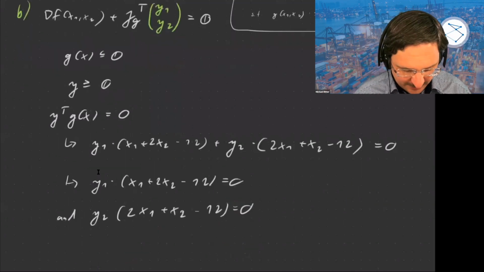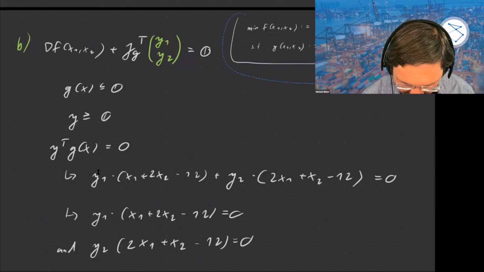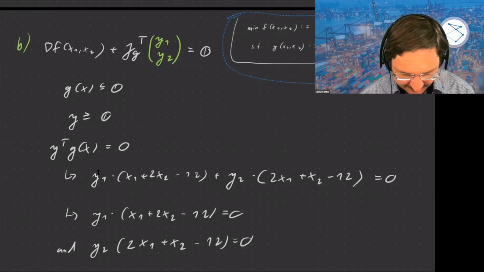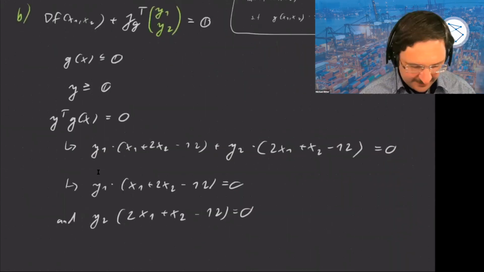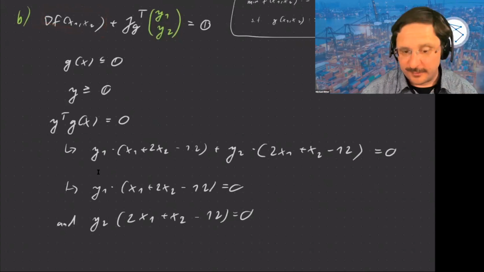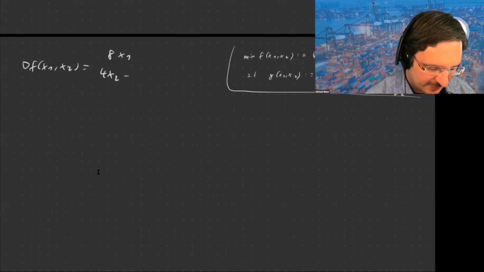Let's apply that to the problem at hand. I want to copy that again here. Okay, so first we'll need the gradient of f. We've computed that one already. Well, remember the gradient of f at x1, x2, that was 8x1 and 4x2 minus 32.